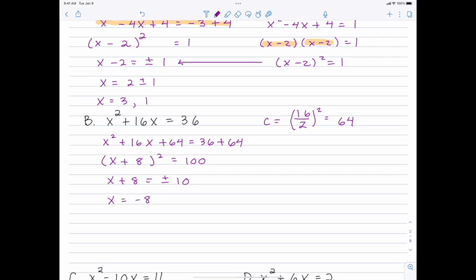So x equals negative 8 plus or minus 10, which leaves us with negative 8 plus 10 is 2. Negative 8 minus 10 is negative 18. Okay?